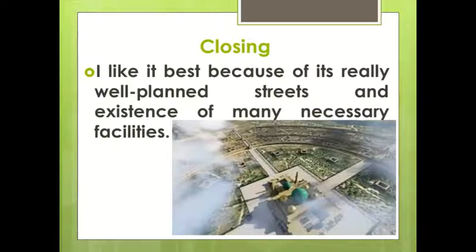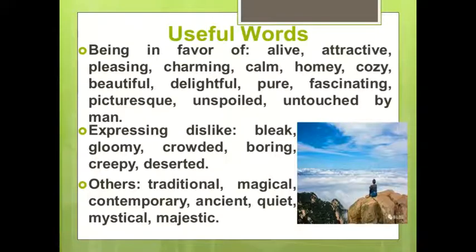I finished the paragraph. When you write your descriptive paragraph about your place, you may benefit from these useful words. If you like something, being in favor of it, you say alive, attractive, pleasing, charming, calm, homey, cozy, beautiful, delightful, pure, fascinating, picturesque, unspoiled, untouched by man.